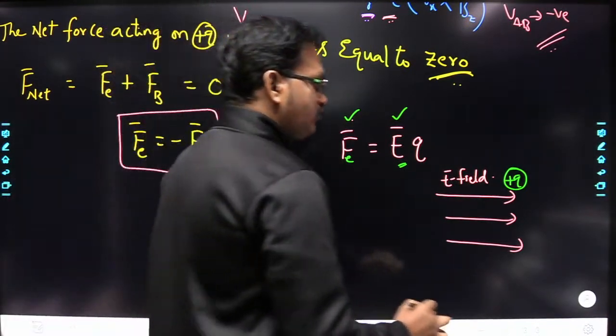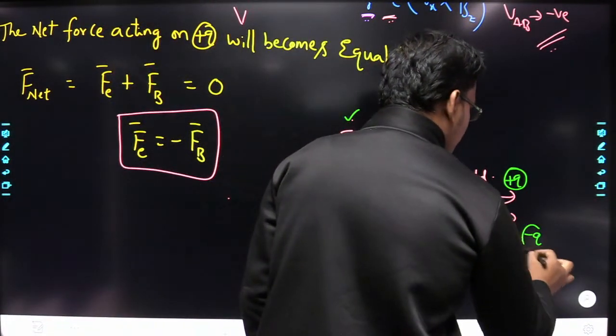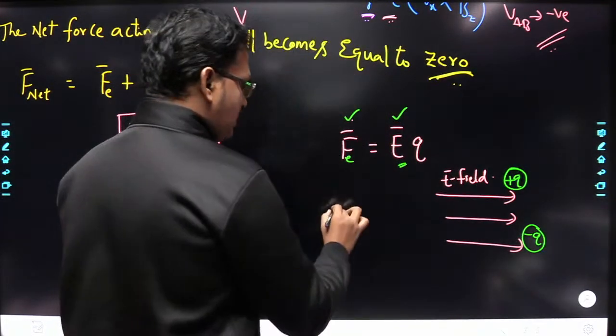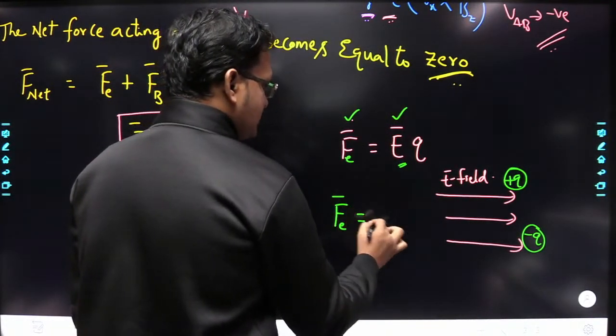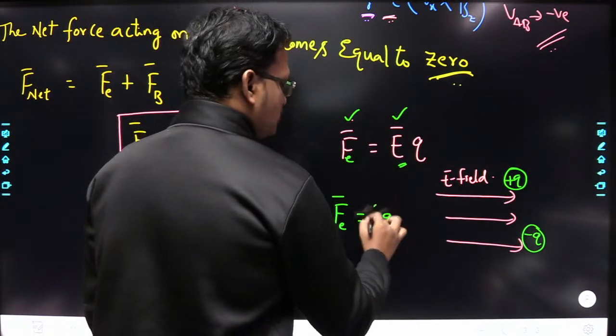Now, if you place a negative charge minus q, what will happen here? F electrical force in this case is equal to what? So minus q into what?